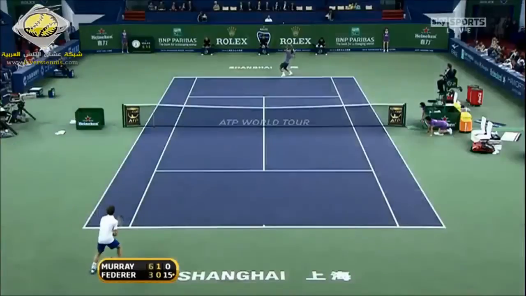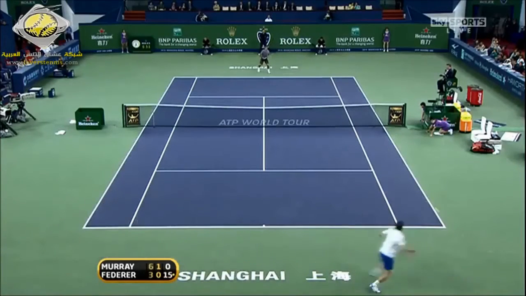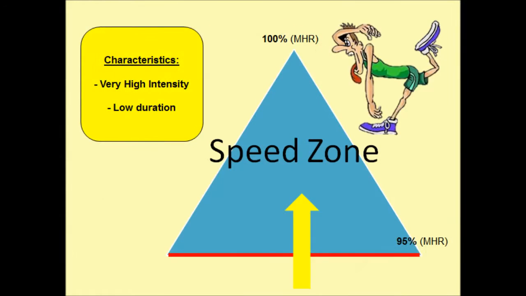Another example is when a tennis player needs to sprint from one side of the court to the other to reach the ball. Speed training should always be carried out in the speed zone of the training pyramid. It is of a very high intensity, so work periods should be short and frequent and interspersed with lots of short rest periods. It is generally accepted that a work-to-rest ratio of 1 to 6 is desirable.